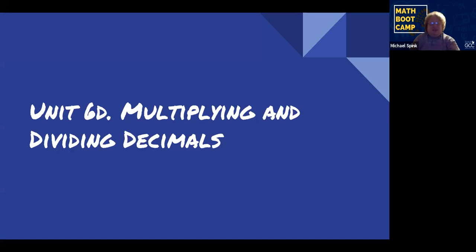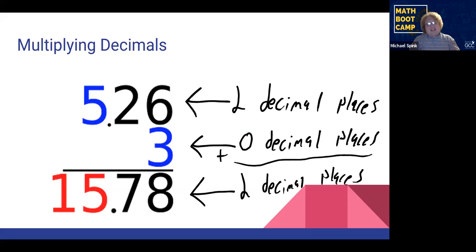Hello, this is Unit 6D of Boot Camp, Multiplying and Dividing Decimals. We're going to be taking our decimals that we've been working with, and we've done addition and subtraction. Now let's do the other two, multiplying and dividing. When we multiply decimals, a big thing that we're going to look at here is treating it like a regular number and then correcting it at the end.